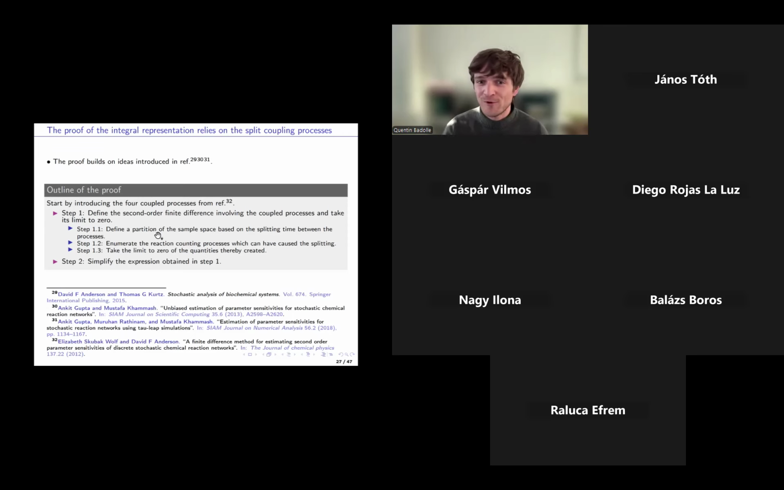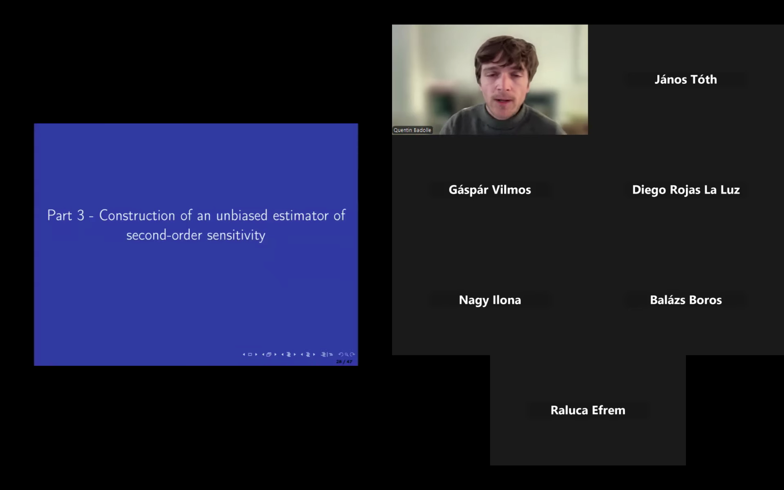And then you have some quantities which you can consider in turn and take the limit. So this is the first step, and the second step is essentially just reshuffling the terms and simplifying them. So we've obtained this second order sensitivity formula, which is of interest in its own right.